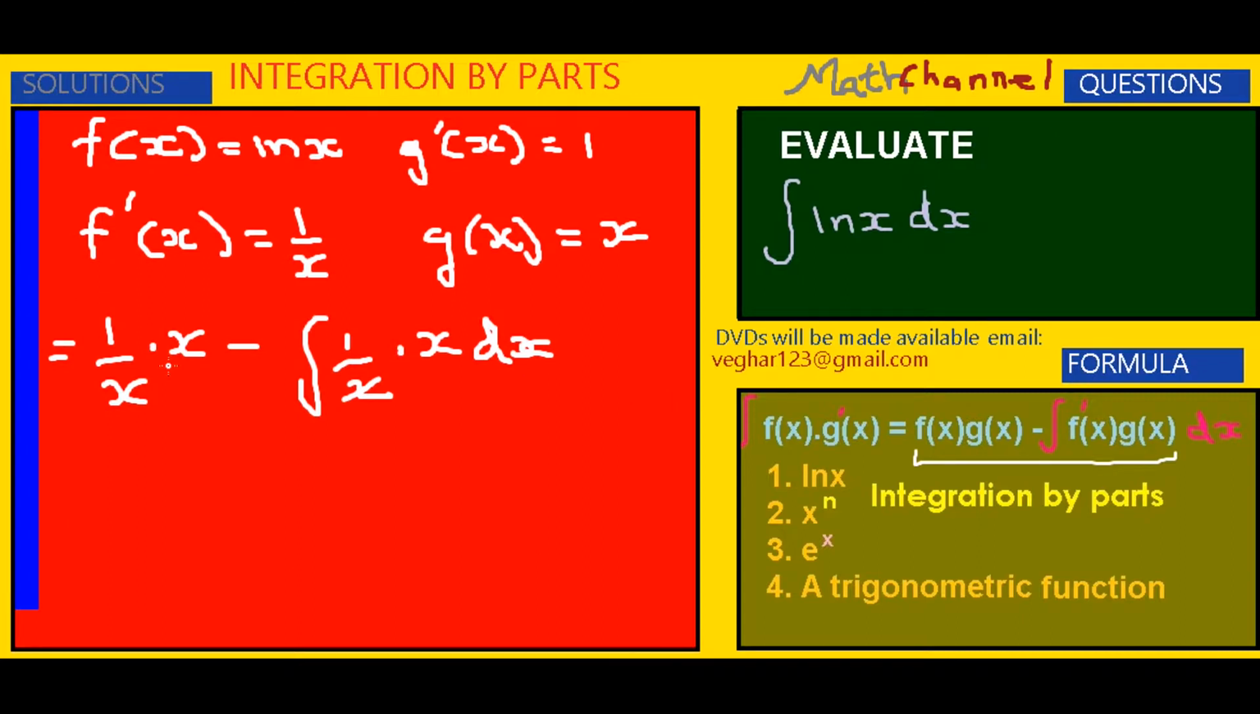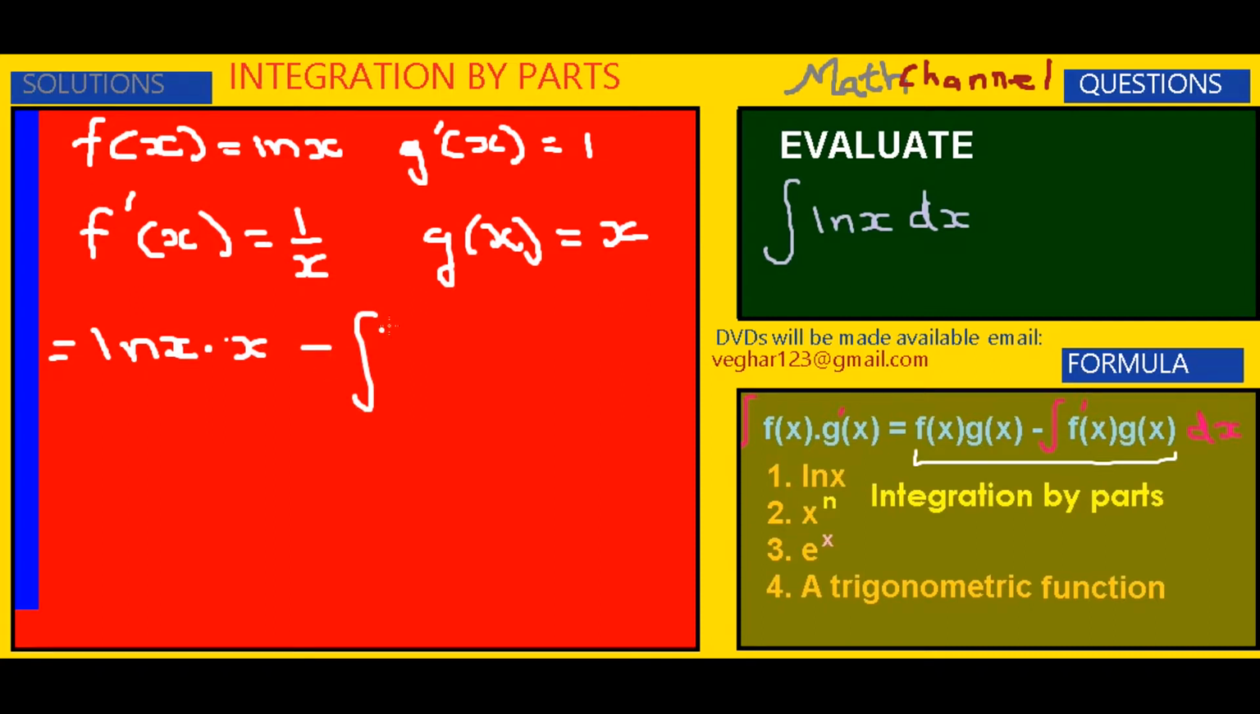No, the f of x, this one, it's ln x, my mistake. I forgot that it's not the prime. I didn't check it clearly. So your g of x is x, which means a multiplication, and minus f of x prime, which is 1 over x, and then g of x is x, so I put multiplication here, and then dx.